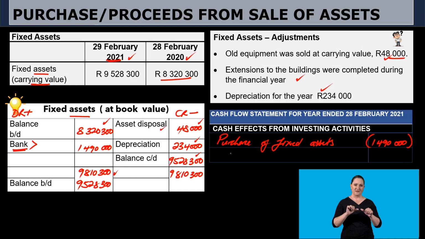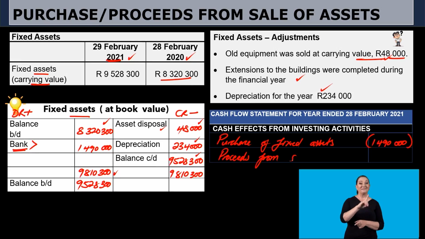And then, did we sell any asset? Certainly we did. We are told that we disposed of an asset at carrying value. So we come here, then we say proceeds from sale of fixed assets. All right? And how much was that?